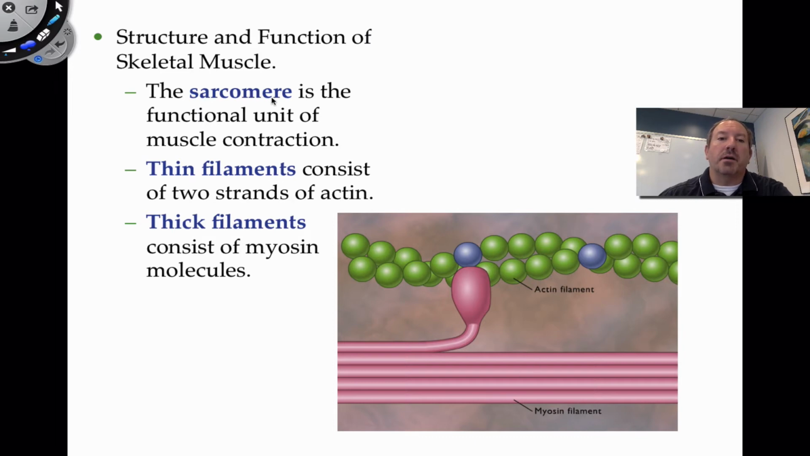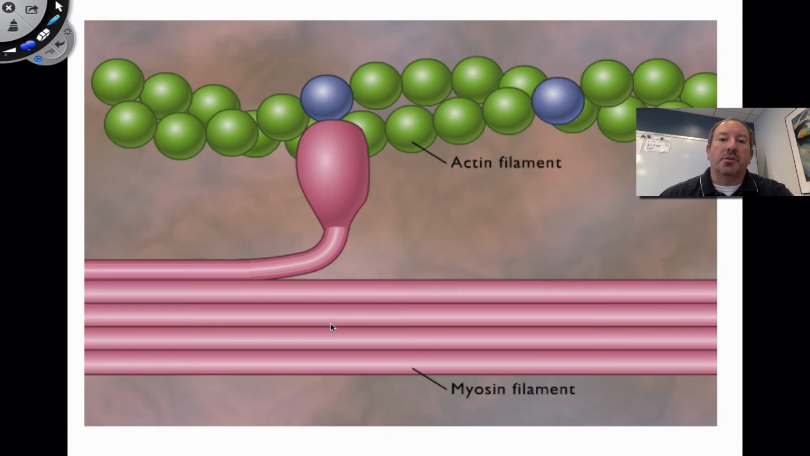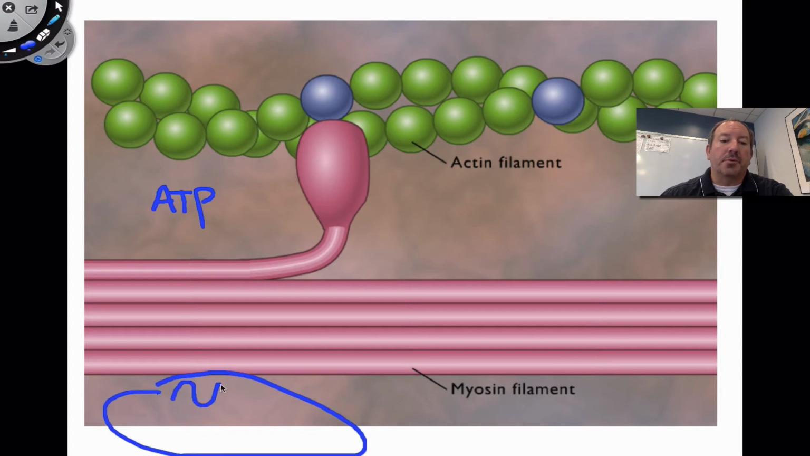And mere means part. Sarca again means flesh. So there are these fleshy parts that are repeating within the muscle cell that are going to be shortening. And so here's a close-up of that. And so ultimately, I mentioned adenosine triphosphate as being a very important energy molecule. And so this is produced within the cell, and you may know this from your biology past, but it's produced within an organelle called the mitochondria. And so that's where it's coming from.